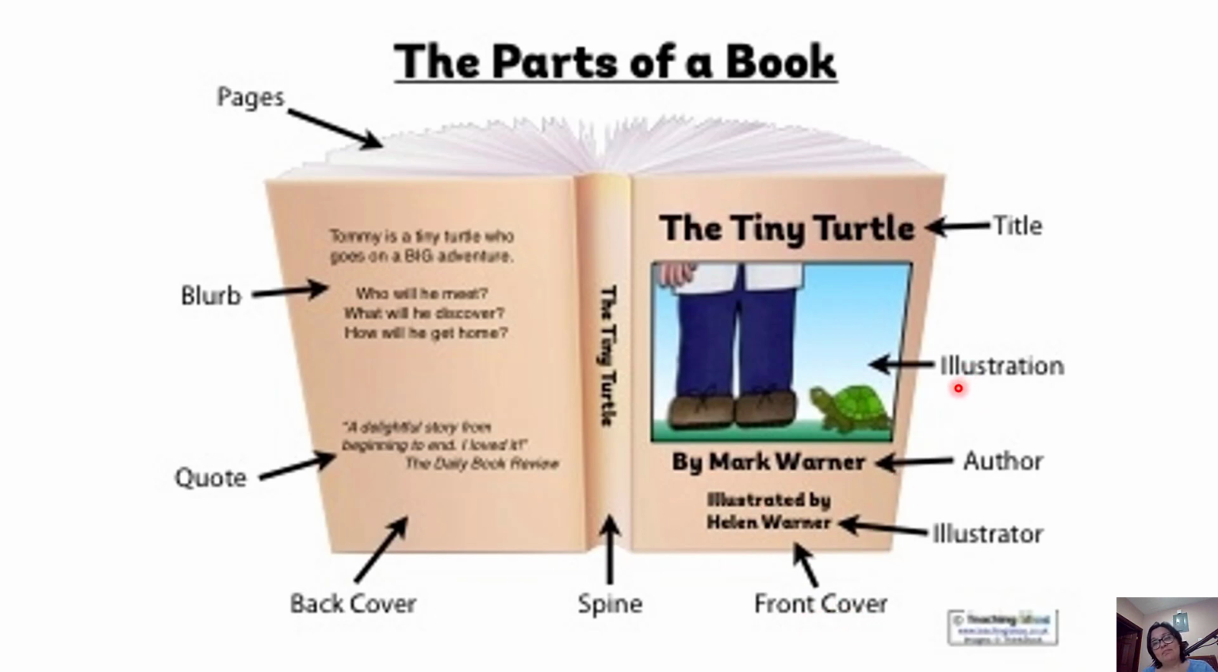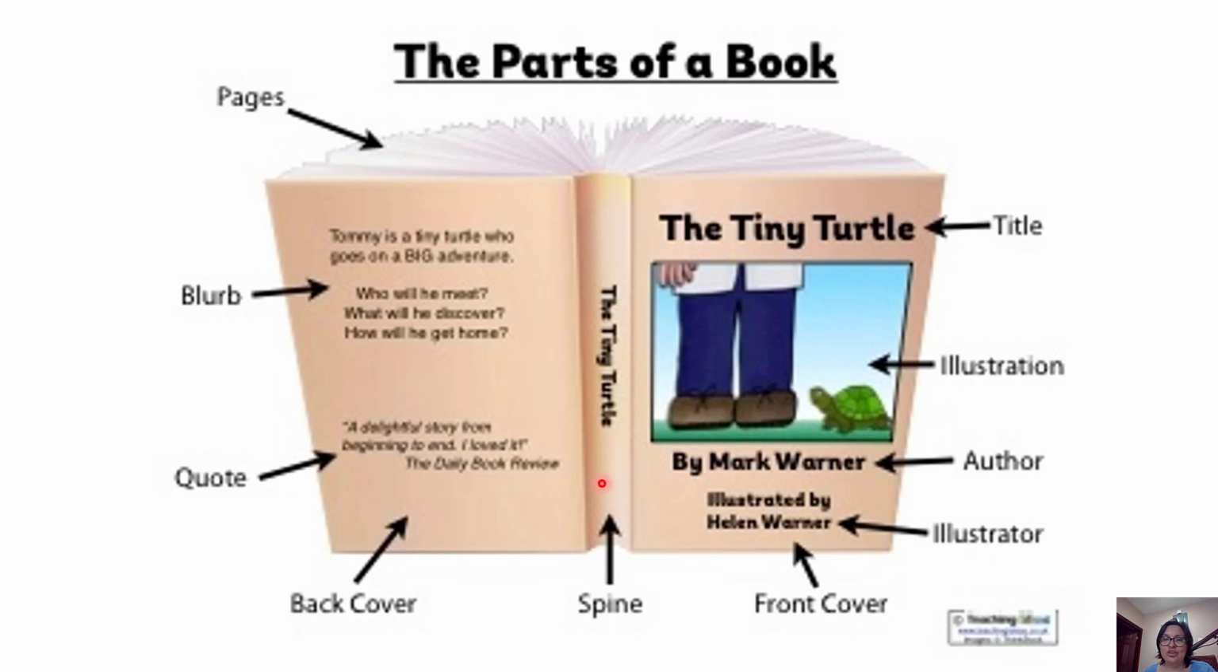Then, most of the books, especially those that are for kids, are going to have an illustration, that is a big image about what the book is or related to the title. Also, we have the author. The author, remember, is the person who writes the book. The illustrator is the person who illustrates the book, who draws or paints the images that you are going to find inside the book.